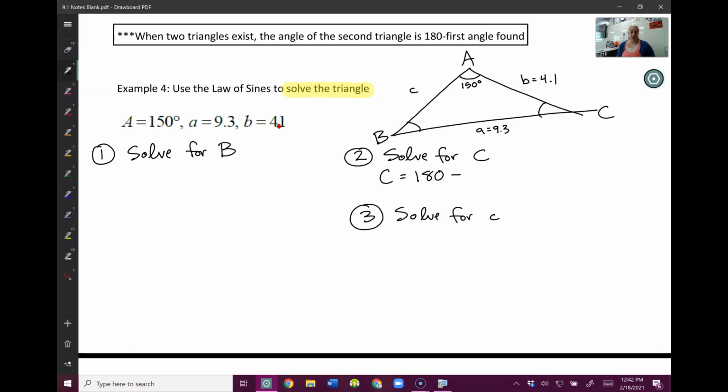Now that I have that outlined for you, I would like you to pause the video and try to solve this triangle all on your own. And then come back when you're done to check and see how you did.